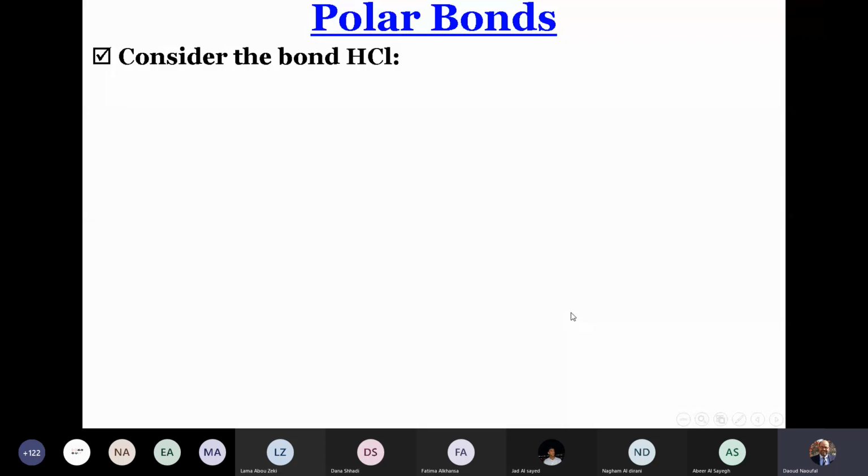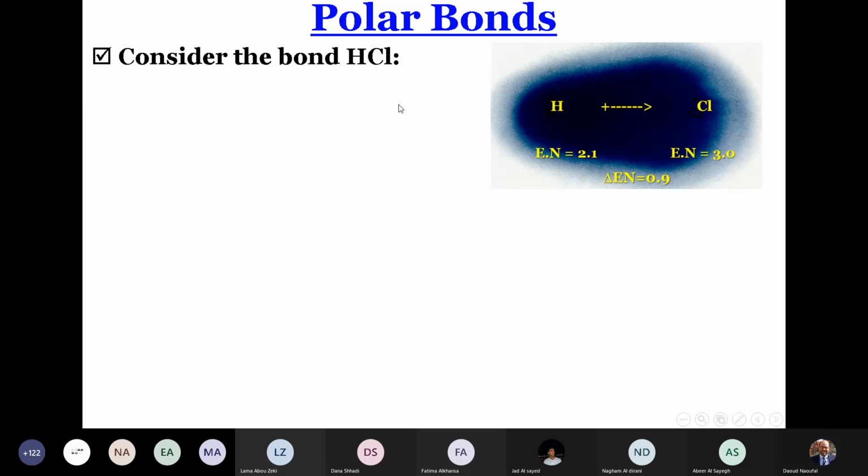So in the polar bond, or the polar covalent bond, we have a percent covalent and percent ionic. Consider the bond HCl. The hydrogen has electronegativity 2.1 and the Cl has the electronegativity 3.